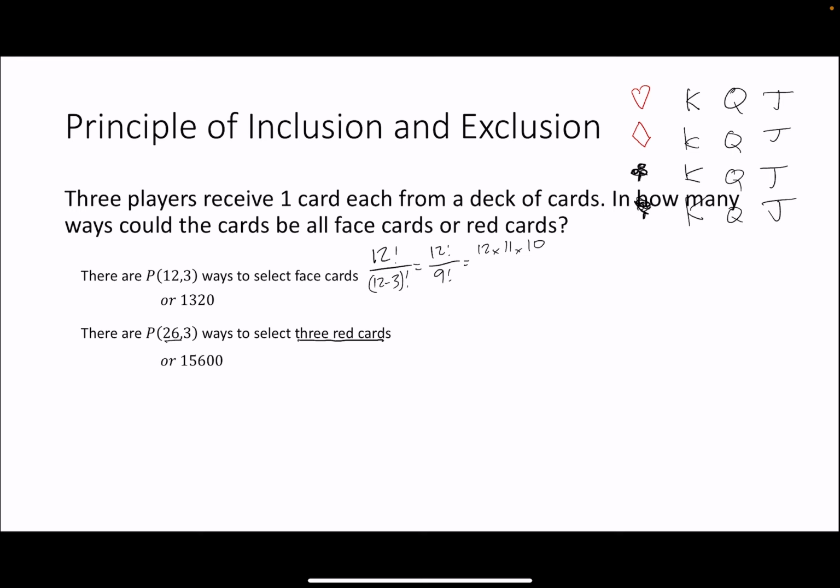Now, 26 choose 3, that's basically 26 factorial over 26 minus 3 factorial, which, just to do the math, is 26 factorial over 23 factorial, which is equal to 26 times 25 times 24 times 23 times 22 all the way down over 23 factorial. And we cancel that out. And that ends up becoming 15,600.